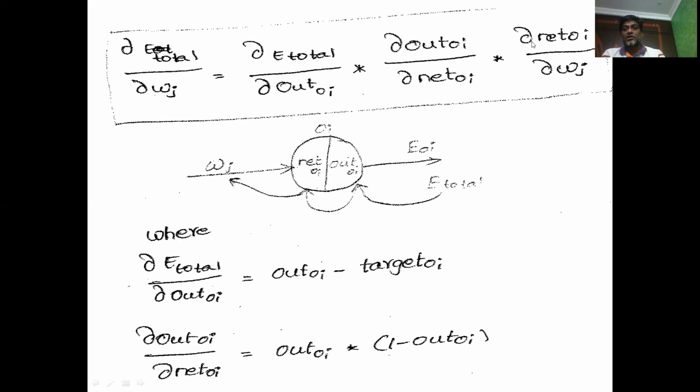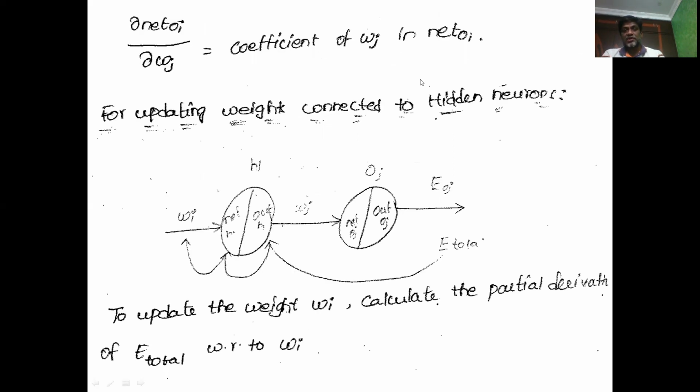And then ∂net_Y by ∂Wj will be equal to the coefficient of Wj in net_Y. Okay, so we will see the net_Y, and we will see the Wj term by considering the coefficient of Wj in that term. That will be the value of ∂net_Y by ∂Wj.